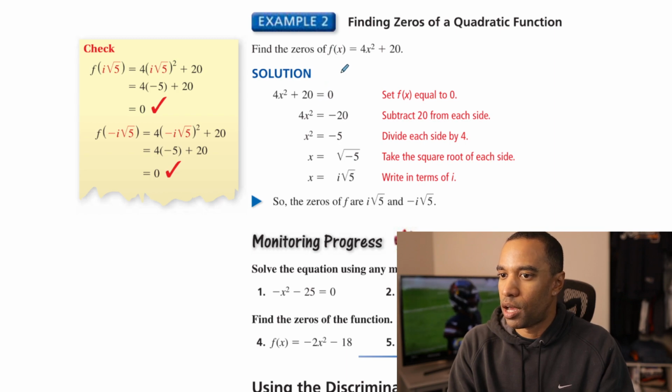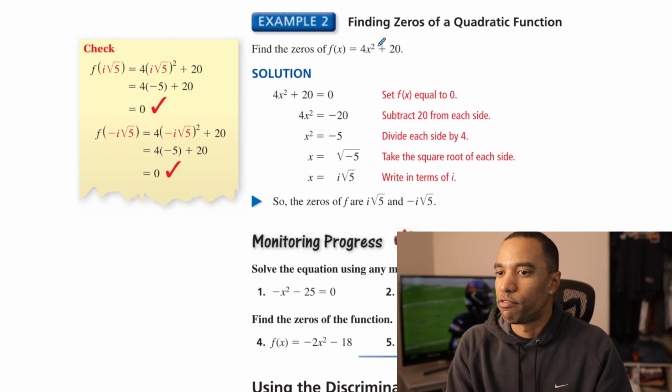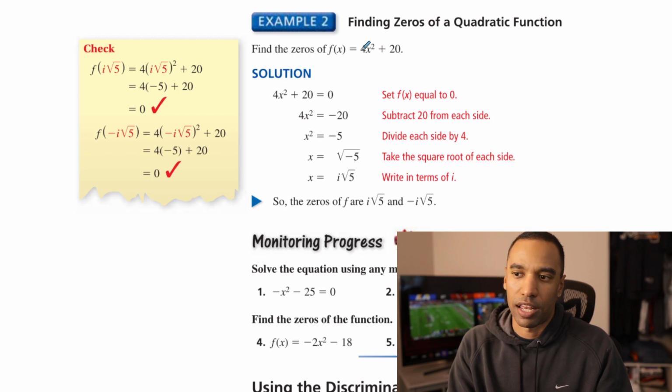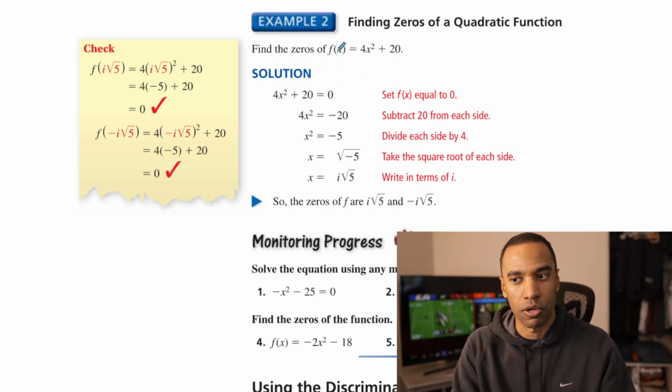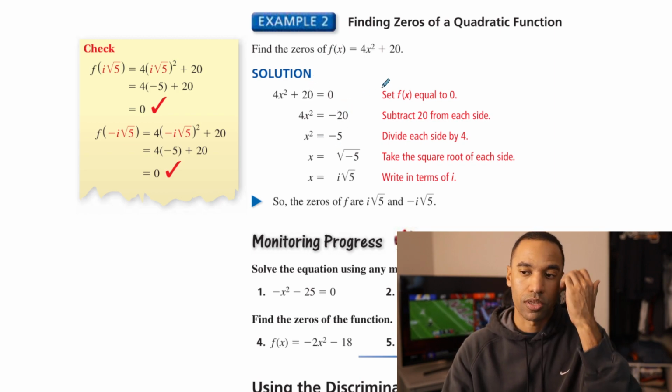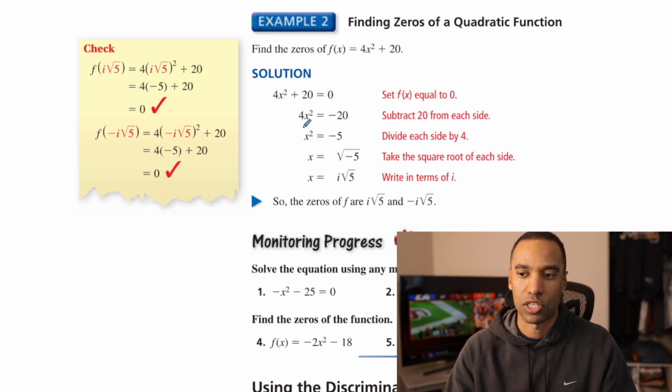Okay, so this is the same stuff. So finding zeros of a quadratic function, you set this equal to 0 and solve. So it's no different from the previous problems. You just got to know to turn that into 0 when you do it. So they're going to solve using square roots for this problem. Subtract 20, divide by 4, take the square root of both sides with the plus or minus, and you get plus or minus i root 5.